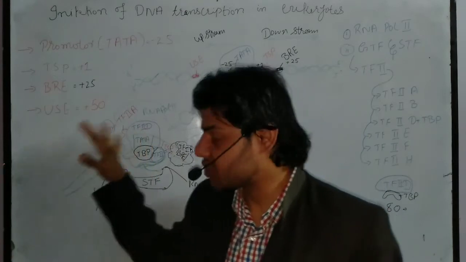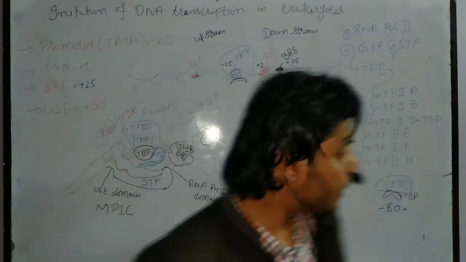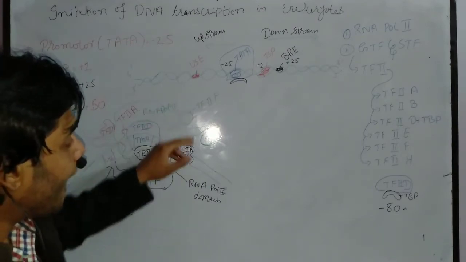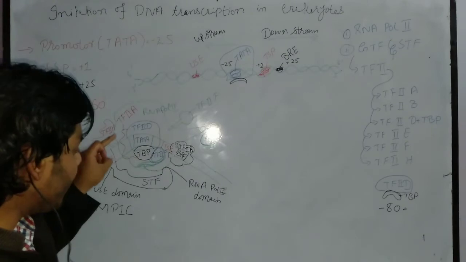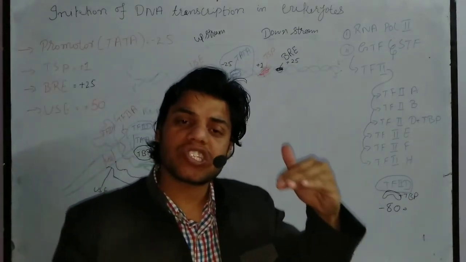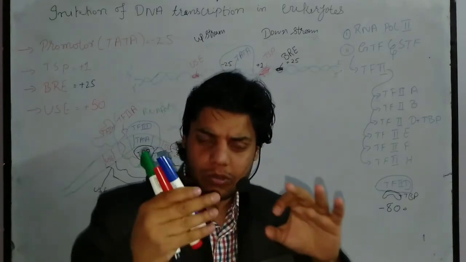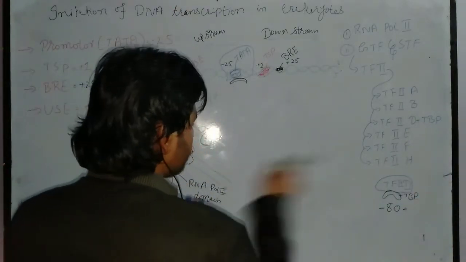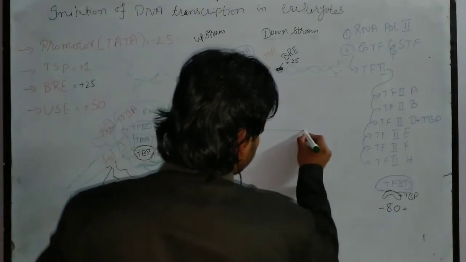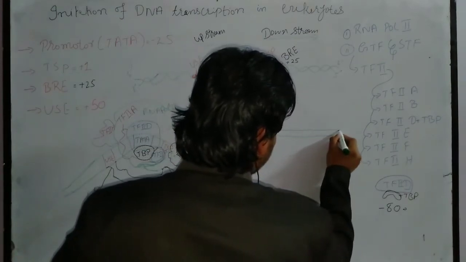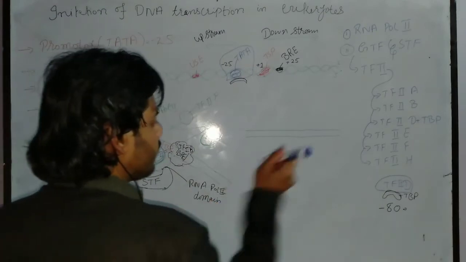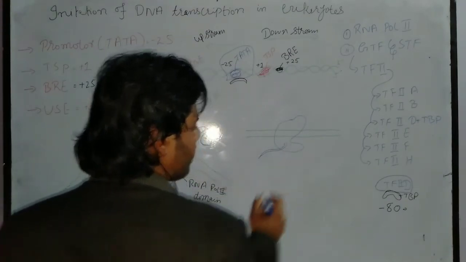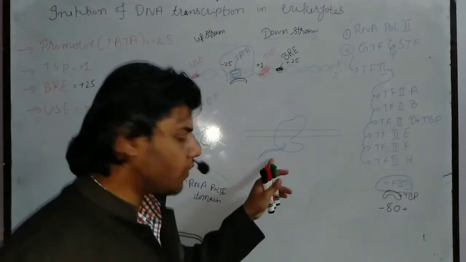But before that, some of the transcriptional factors should be dissociated from that area. After that, just RNA polymerase 2 and transcriptional factor 2H will remain here, and the remaining transcriptional factors and proteins will be dissociated from here. So again, we get a structure like this. This is the DNA, and this is the RNA polymerase, and this is the C-terminal of RNA polymerase. We'll talk about the main function of this C-terminal later.